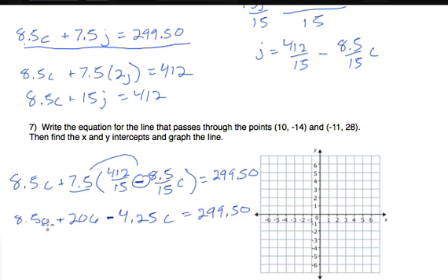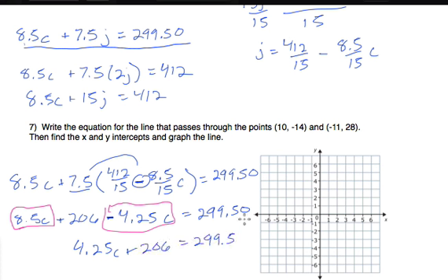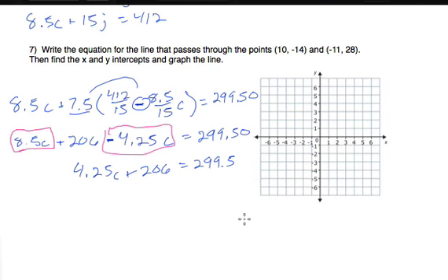So let's combine our like terms. We've got 8.5C and a negative 4.25C. All right, combine those and you get 4.25C, that's just half. So that's 4.25C plus 206 equals 299.5. I'm just going to abbreviate.